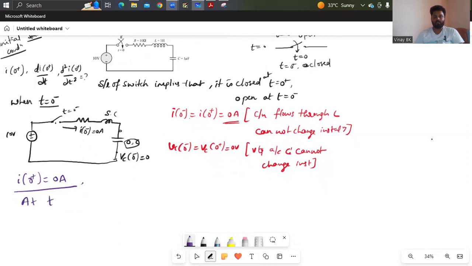At t equals 0 plus, the switch is closed.